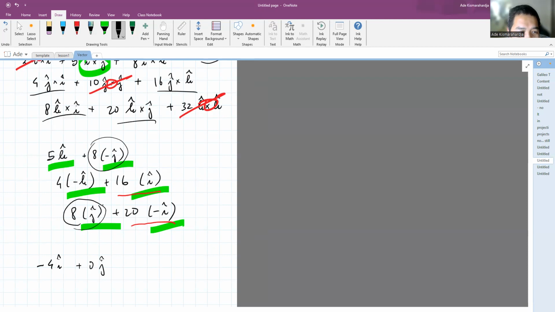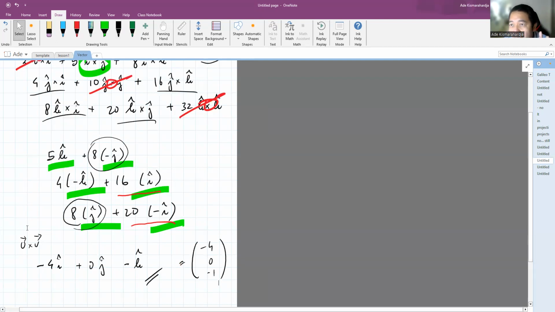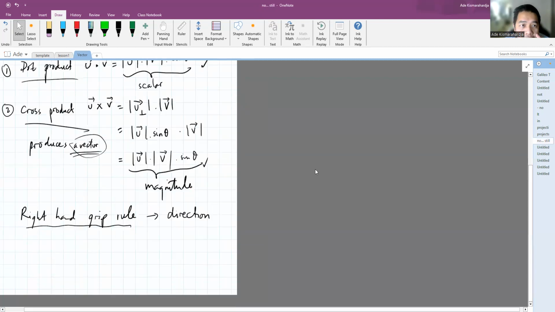And lastly 5k minus 4k, so that's minus k. So that's actually the result. This is the result, guys. When you multiply u cross v, you will have a vector minus 4i plus 0j minus k. Or if you want to write like this now, that's fine. Yes, minus 4, 0, 1.